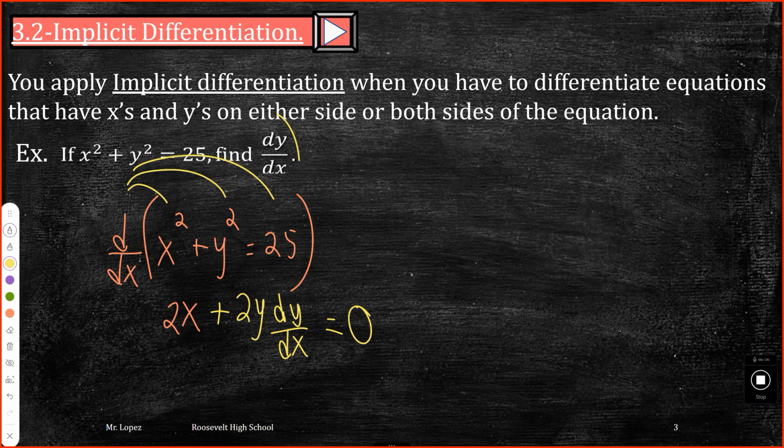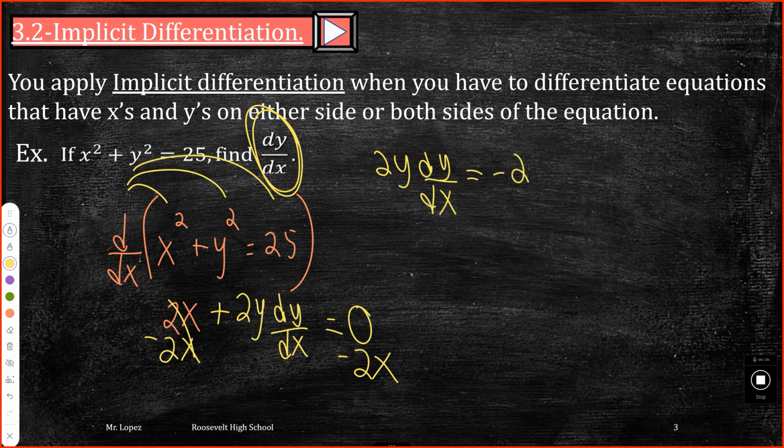Now we can go ahead and solve for dy dx. How do we solve for this dy dx? It's just algebra now. Come on. Somebody say minus 2x to the other side. We want to get the dy dx by itself. So 2y dy dx is going to equal negative 2x. And then how do I get the dy dx by itself now? Divide by 2y. So we're going to get dy dx is equal to negative x over y.